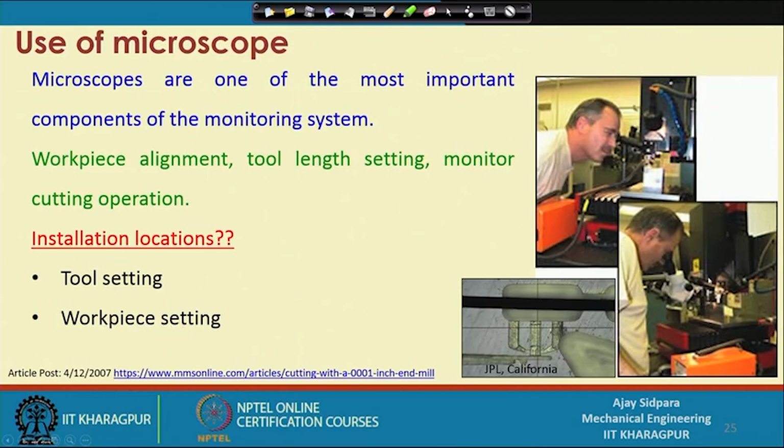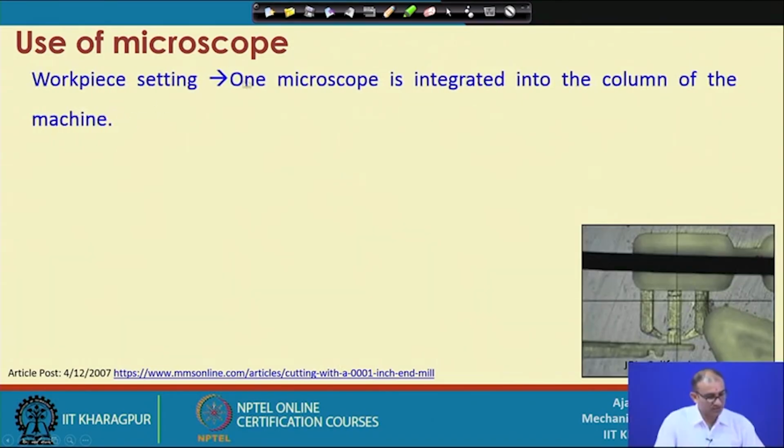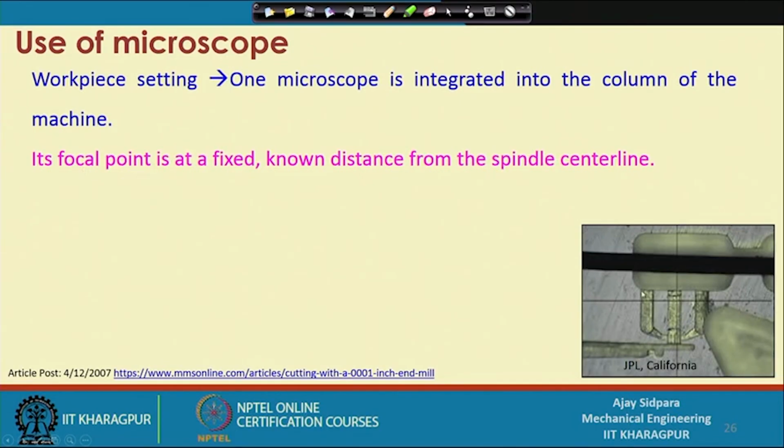So, these are the two different situations: one is located on the axis of the cutting tool, that means the Z axis, and the other is mounted a little bit on the side, so that you can monitor the cutting operation. And there is a crosshair available on the microscopes for alignment purposes. We will see how you can use those. For the workpiece system, one microscope can be integrated into the column of the machine. So, here it is a focal point. What is the focal point? The focal point is fixed at a known distance from the spindle center line, right.